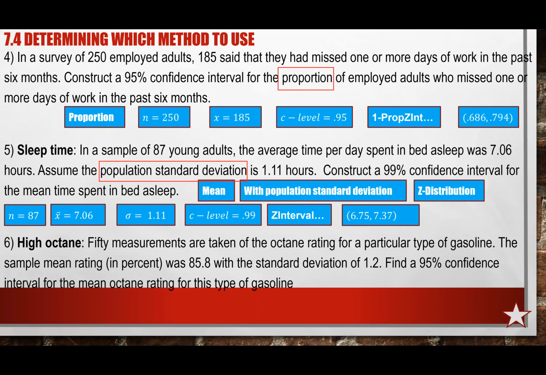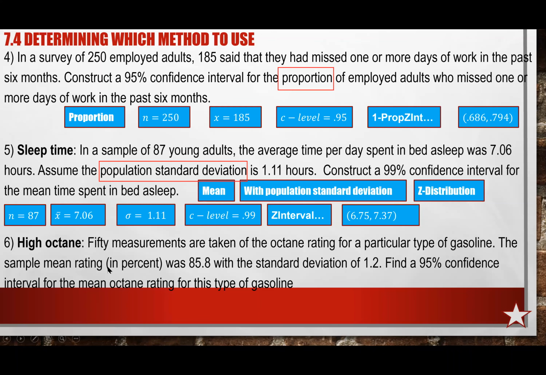Any question with number 5? Why did I use the z interval? Does anybody not have this answer? And sometimes the check my answer can be wrong. But anyway, if you don't have a question for number 5, let's take a look at number 6.